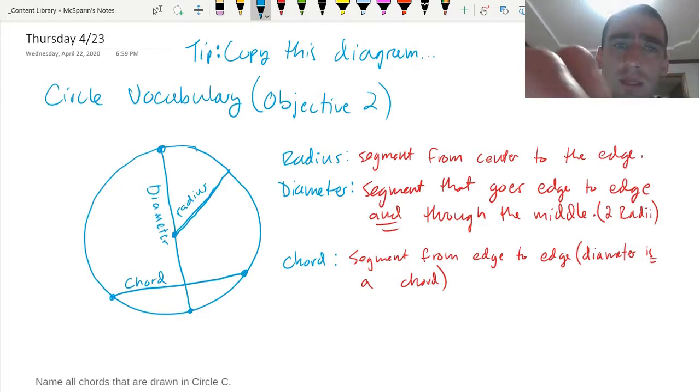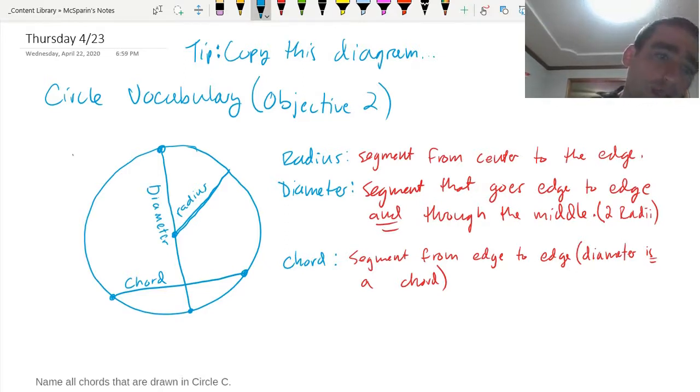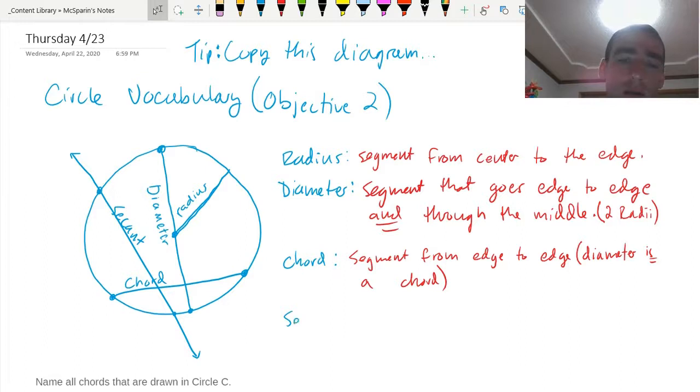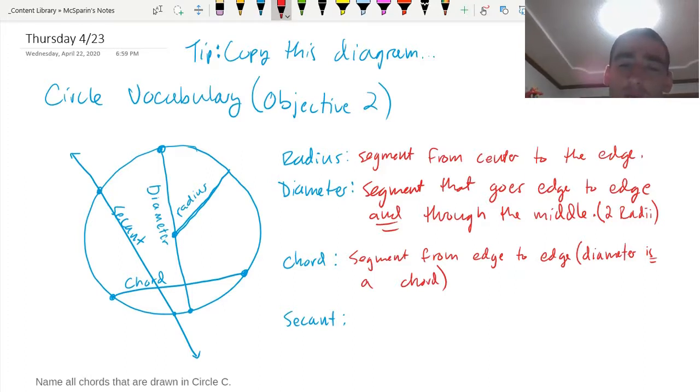Okay. Now the next one is similar to those. It would go like this. And that is called a secant. Secant. Okay. Oh, what? No. Oh my gosh, this is supposed to be in red. My color coding is bad. Some of you color coders out there would be mad at that.